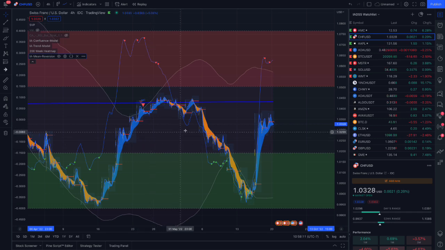So that's it for today. I don't know if I'm going to stick with this overlay, but it is a nice visual for people that want everything on one chart.